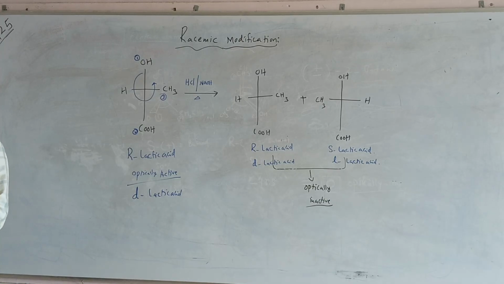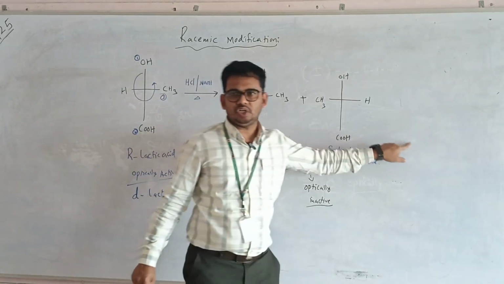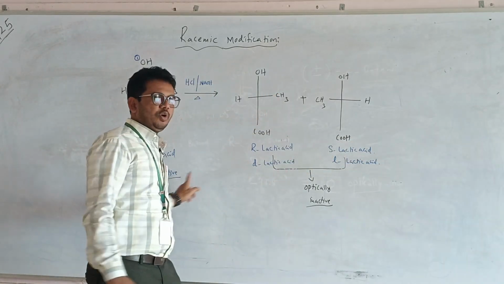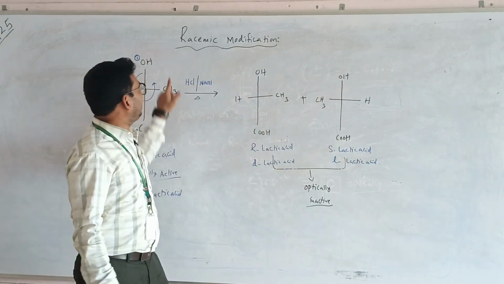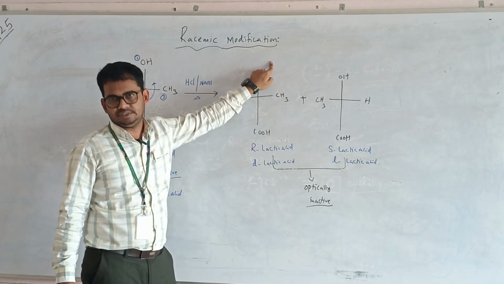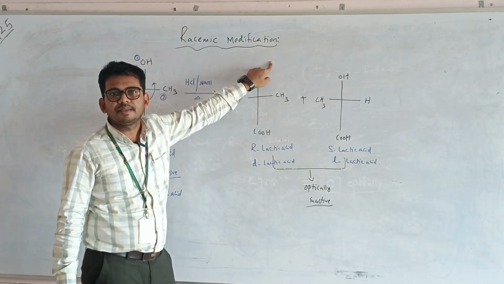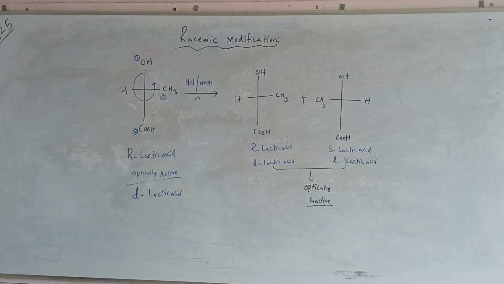Modification means what? In the presence of acid or base, by applying heat, an optically active compound is converted to the racemic mixture. Optically active compound modified to the racemic mixture. This type of modification, what do we call it? Racemic modification. Next, write down resolution of the racemic mixture.